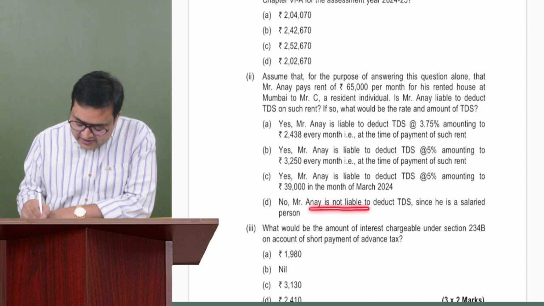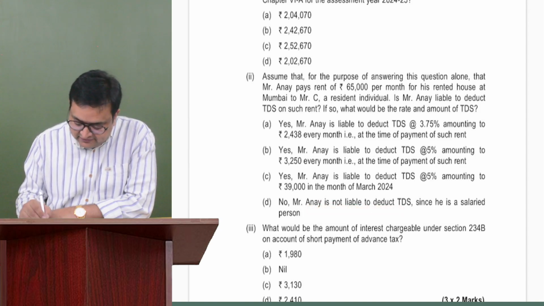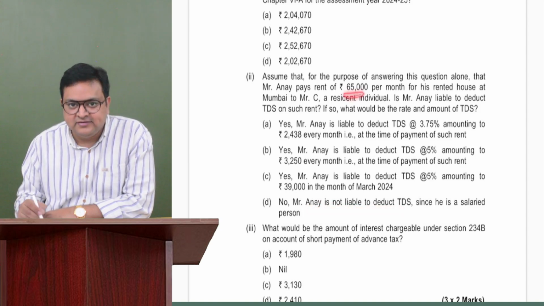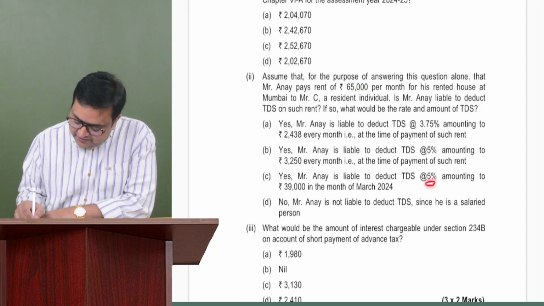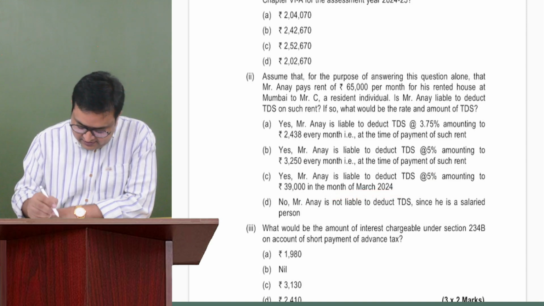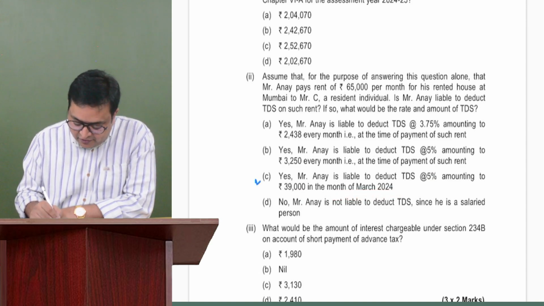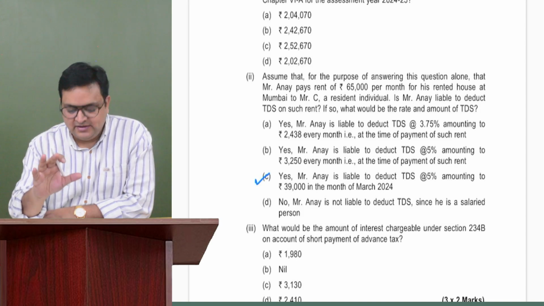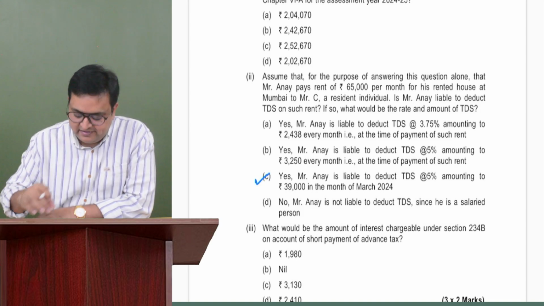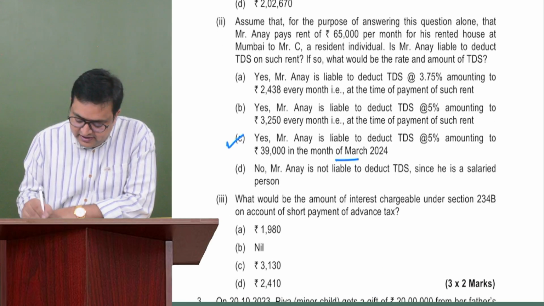So Mr. N is not liable to deduct TDS. No, no, no. He has to deduct because the amount of rent is 50,000 rupees. It's more than that. So 5%, 39,000 rupees in the month of March 24. Although I have not read this complete case scenario, I can say that C should be the correct answer, right? So we have to deduct at the end of March.